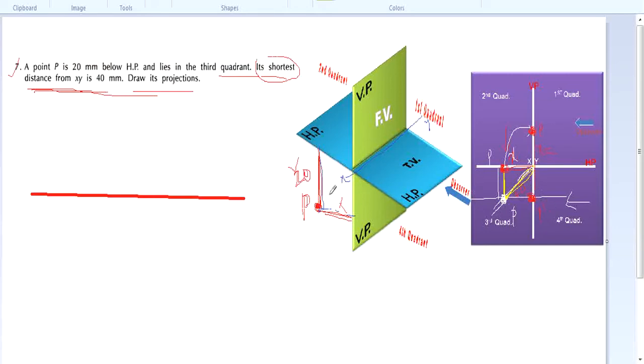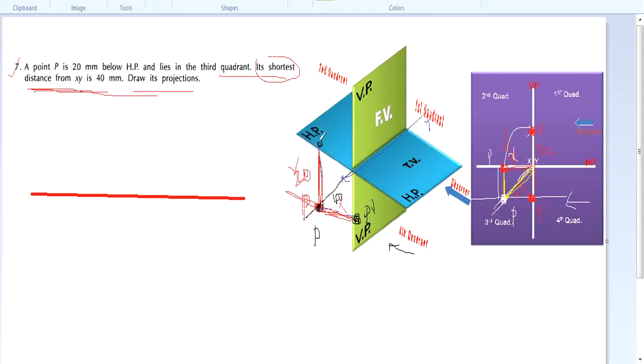So this is the final answer. Please see the procedure. Just take a 20 mm distance and draw one horizontal line. After that, take a 40 mm shortest distance from XY like this. This is the shortest distance 40. So this is the point P. After that, view from this position and you will get the front view on the VP plane, P dash.